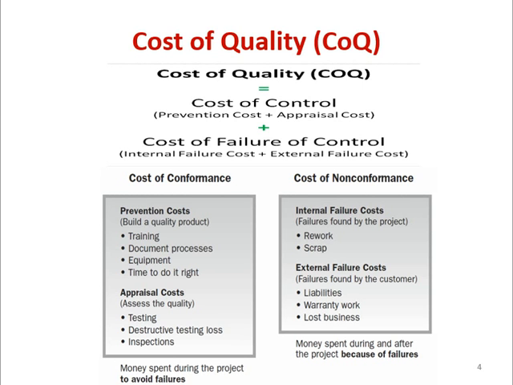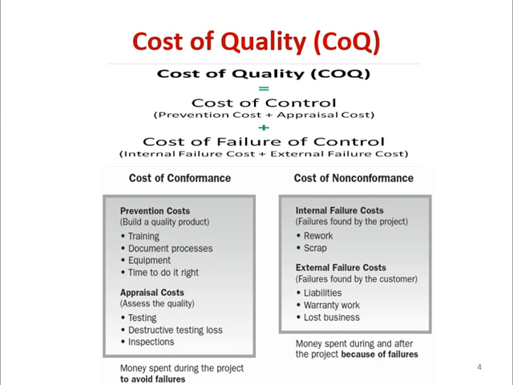So by the term prevention cost, what exactly are the prevention costs? So the cost which is incurred to prevent bad quality. So you can say the trainings, document processes, equipment, time to do it right. So all these parameters club into prevention costs. And appraisal costs are testing, destructive testing loss, inspections or audits. Then when we talk about internal failure cost, it is rework, scrap. So let's draw a line in between the cost of conformance and cost of non-conformance.